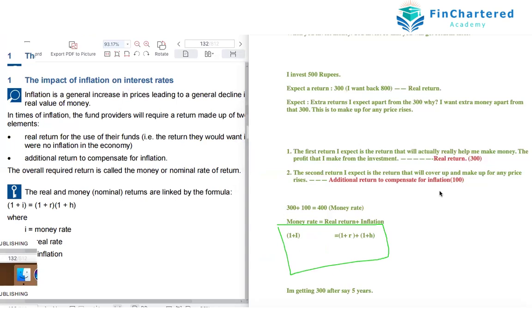Sir, yes, Nitesh. I have a doubt. You are writing 1 plus I equal to 1 plus R into 1 plus S, no, sir? Yes, I'm sorry. Thanks for pointing that out. It's into 1 plus H.